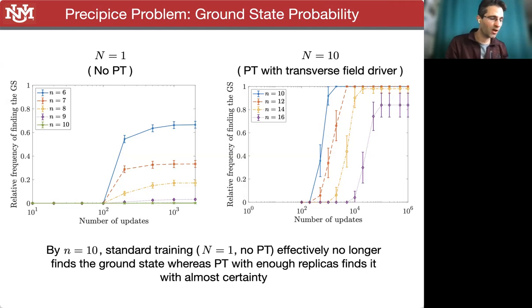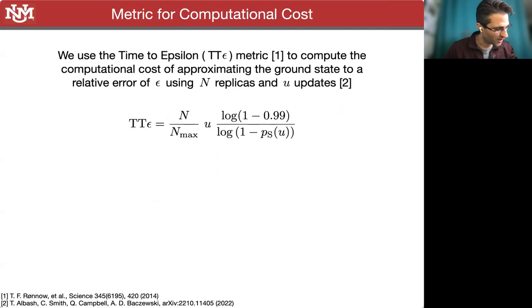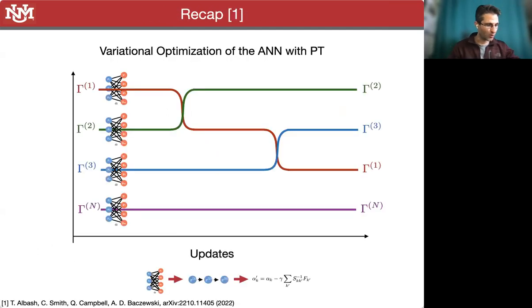So the transverse field driver here is being used in a similar way as in quantum annealing. It's the source of the noise. Because we want to use parallel tempering, we need a source of noise. We need a high temperature system and a low temperature system. For the low temperature system, let's say the 0 temperature system, we're using the target Hamiltonian for the training.